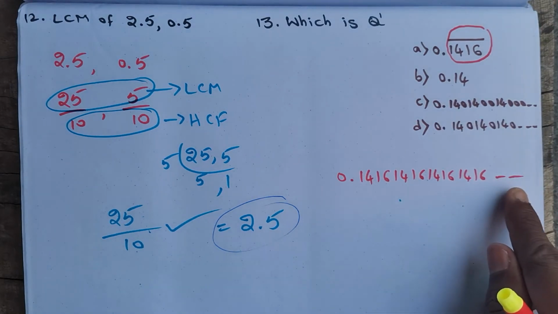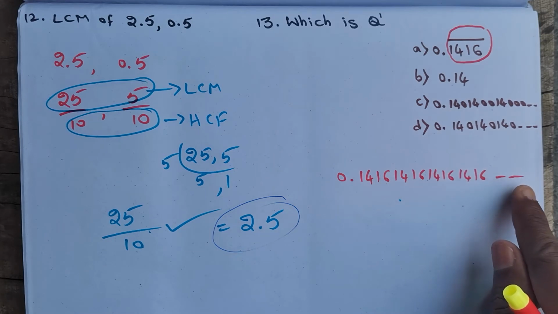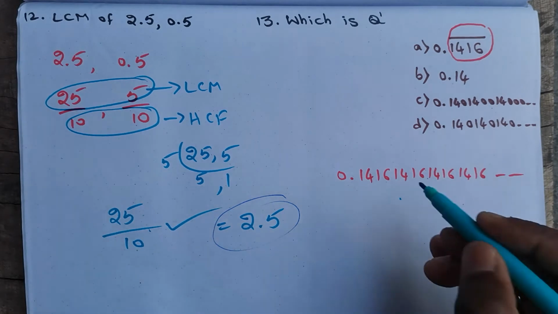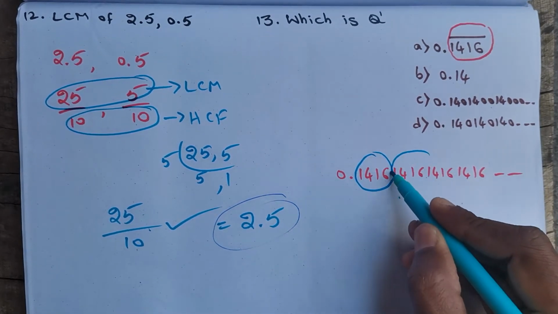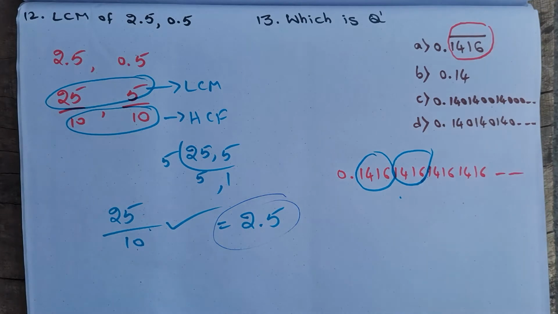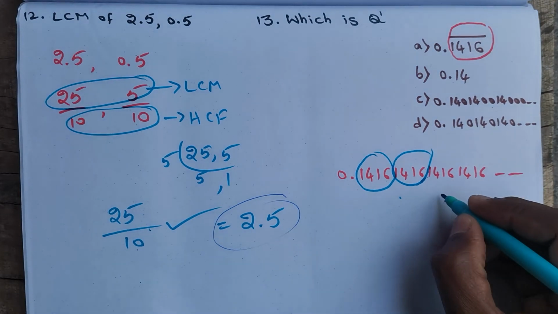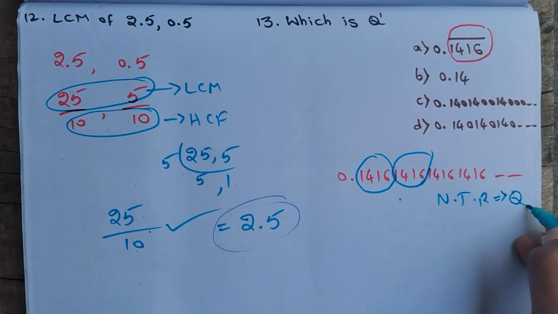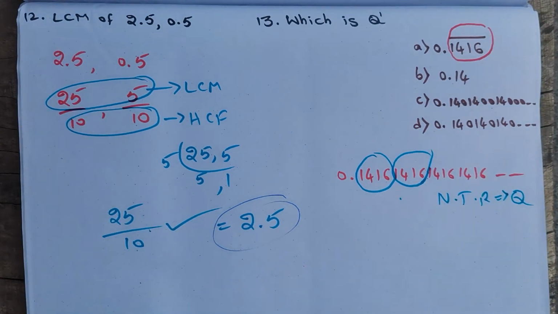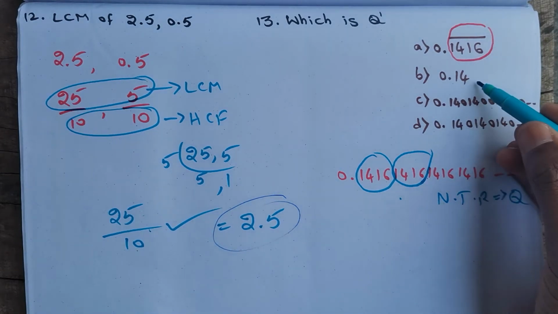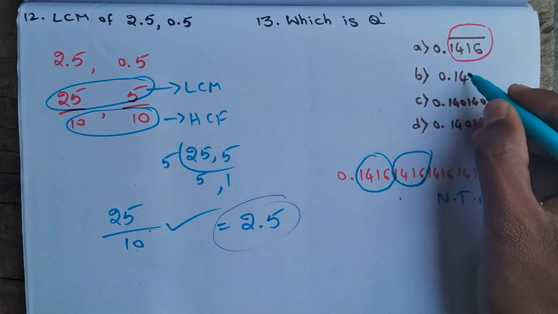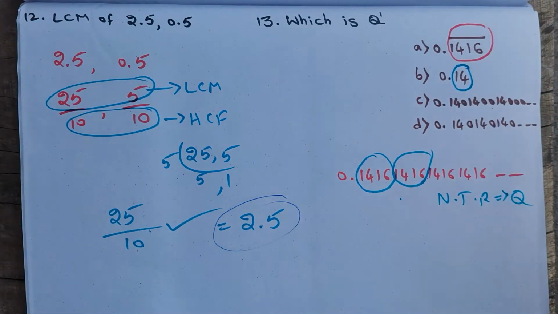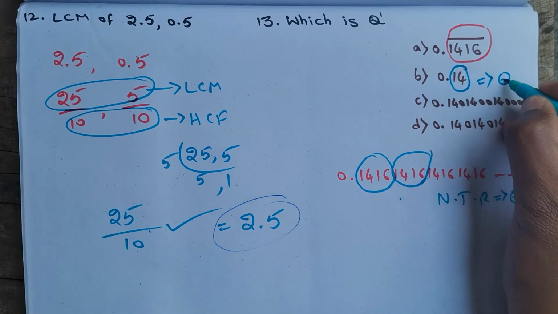Here these are not ending, I mean not terminating, but repeating. Because the same digits 1416, 1416, 1416 are repeating continuously. So non-terminating repeating. Non-terminating repeating numbers are always rational numbers. Next, 0.14. Here after the decimal only 2 digits are there which are exactly terminating or ending. So that's why this is rational.